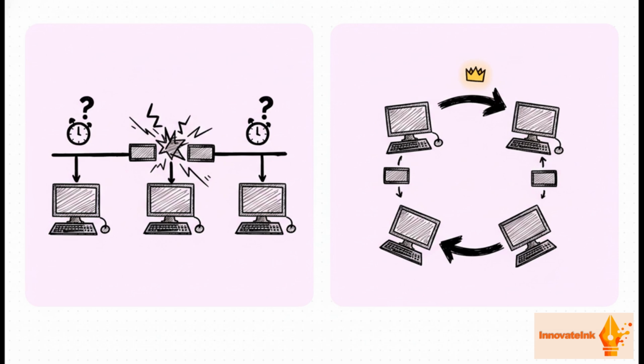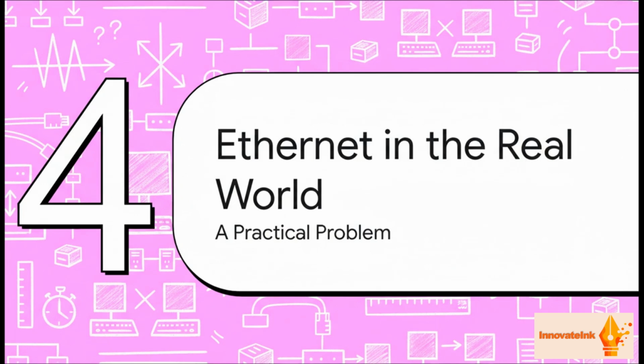On the other hand, you have token passing. This is way more orderly. Think of it like a talking stick. You can't say a word unless you're holding the special token. It's very predictable and there are no collisions, but it can be a little inefficient if only one device has something to say. All right, enough theory.